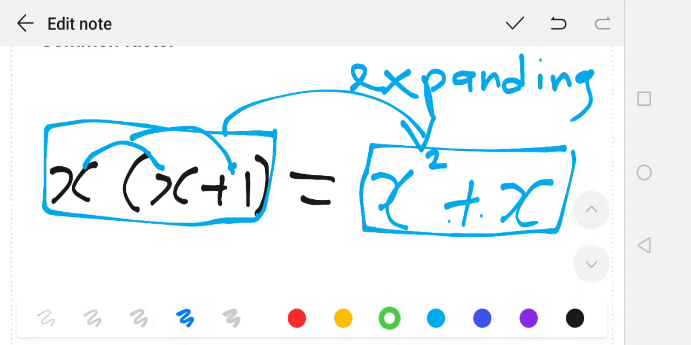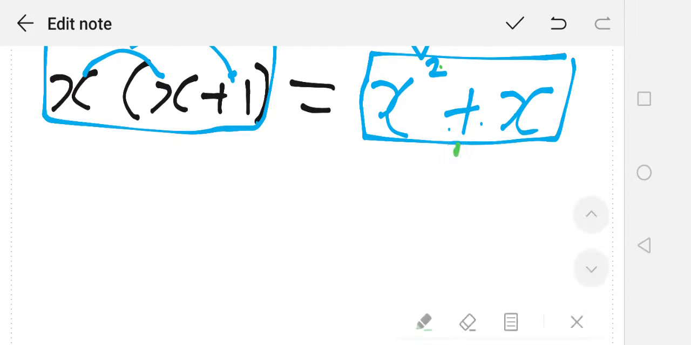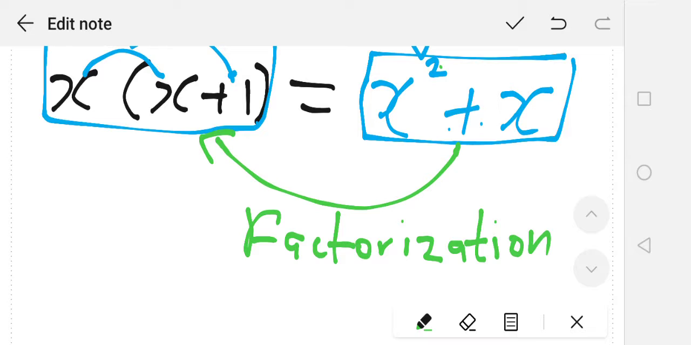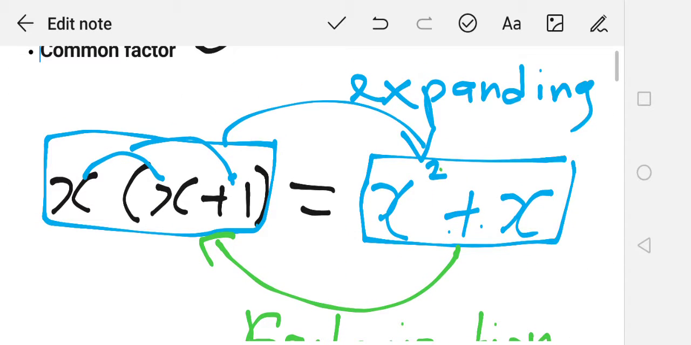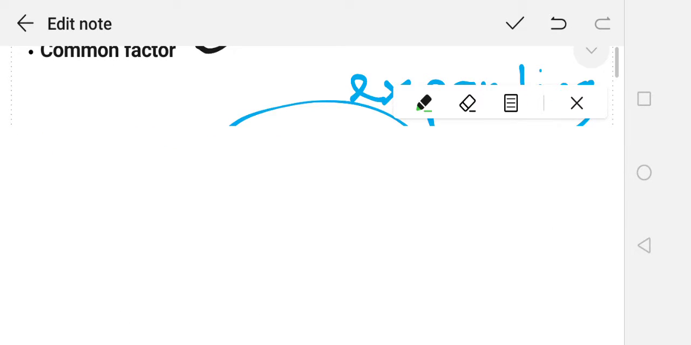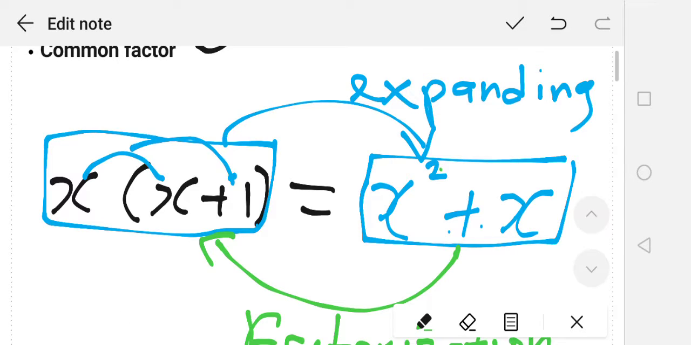So now the process of moving from here to here is known as factorization. Factorization is the reverse process of expanding. So when you were expanding your expression, you got this product, and now in factorization you will take this product and you will factorize it to form this expression over here.